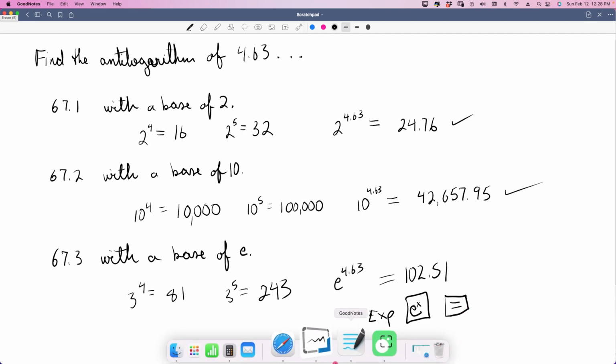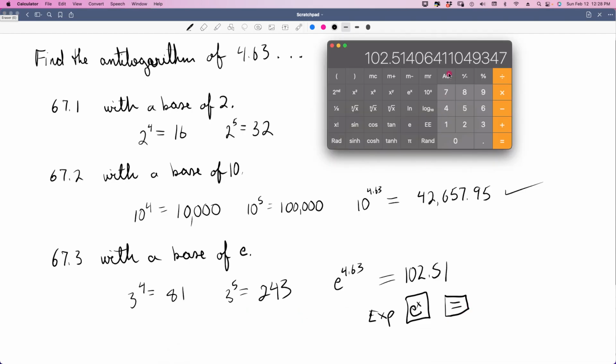There's another way to do it. Let me see if I remember how to do that. Let's see, that's E. Yes, if you have the E key, you can press E and then the X to the Y and then 4.63 and equal. And that didn't do right, so let me try it again. E, X to the Y, 4.63. Yes, and that works.